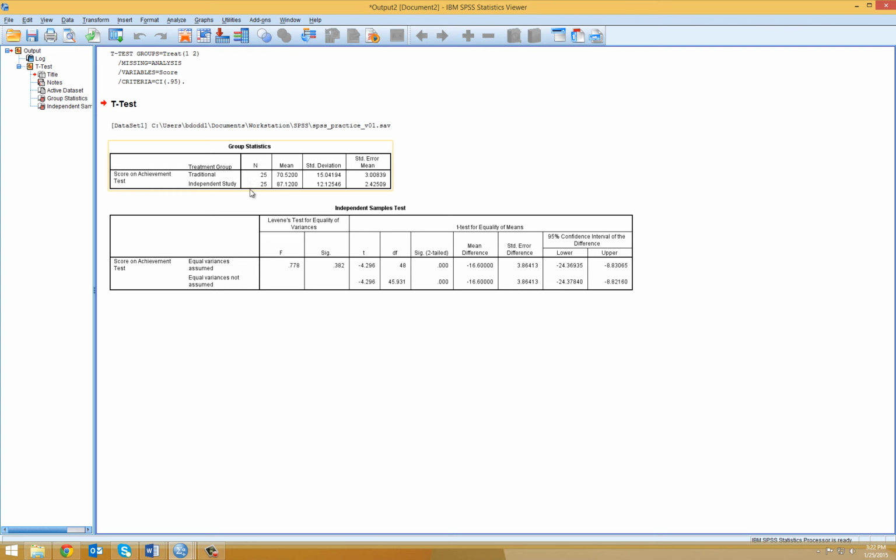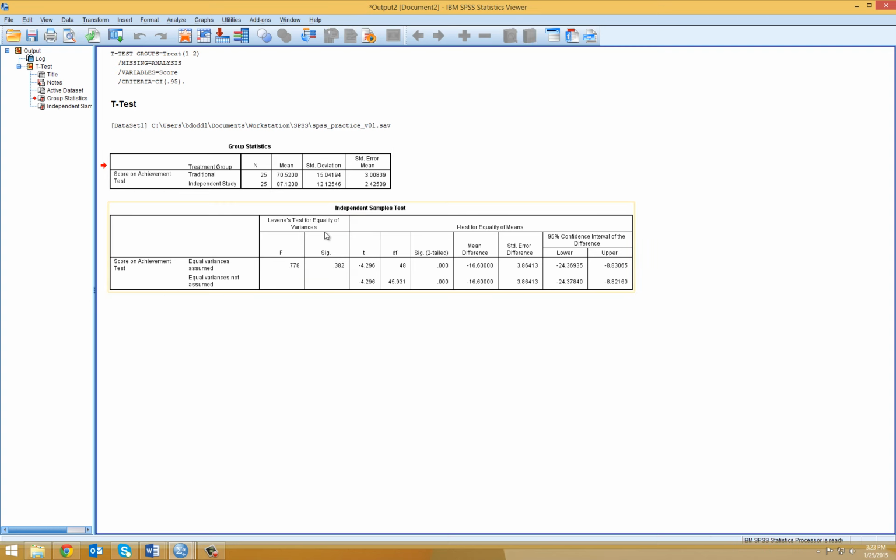Now notice the results of my t-test have been presented there. I've been given some general group statistics. So the treatment groups are a traditional group and an independent study group. And I have compared means. I have 70% for the traditional and 87% for the independent study, with standard deviations presented and so forth. Now the t-test is presented in the second table.